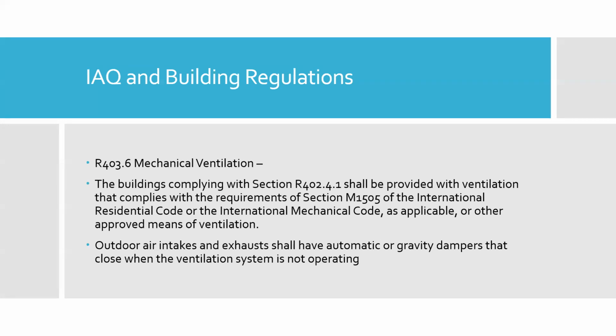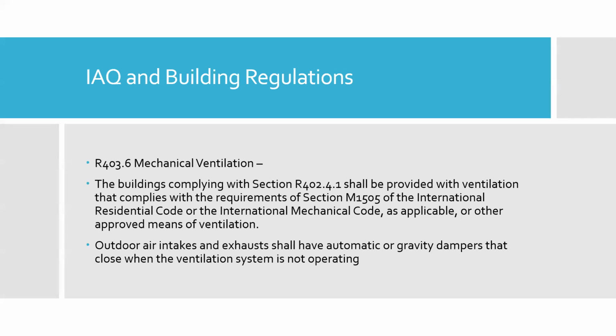So with this, it's just buildings complying with section R402.4.1, which is the blower door testing requirements, shall be provided with ventilation that complies with the requirements of section M1505 of the International Residential Code or the International Mechanical Code as applicable, or other approved means of ventilation that's approved by the code official. So if you can have them understand that opening and closing windows in the house is an approved method of ventilation, that's an approved method by the code official.